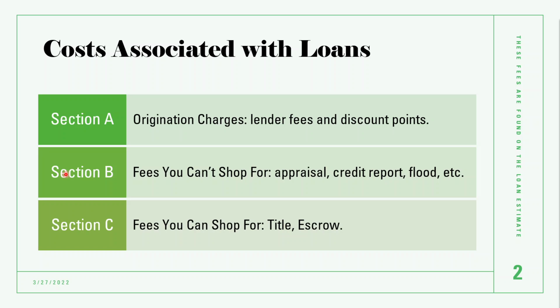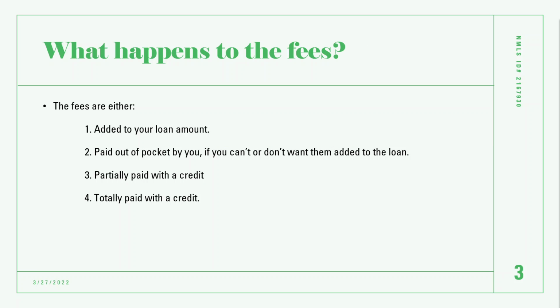On a $400,000 to $500,000 loan in California, these Section B and C charges could be about $1,700 to $2,300. So let's just say about $2,000 for the Section B and C charges. So what happens to those fees? Those fees are either added to your loan amount, paid out of pocket by you if you can't or don't want to add them to your loan amount, partially paid for with a credit, or totally paid for with a credit.